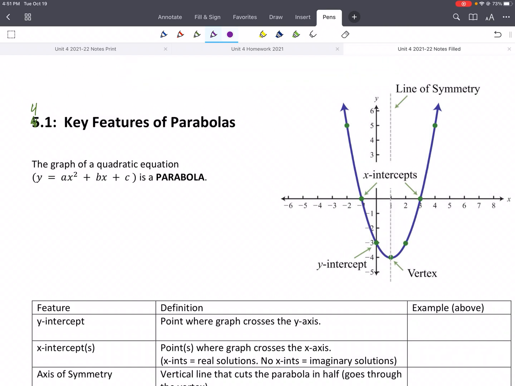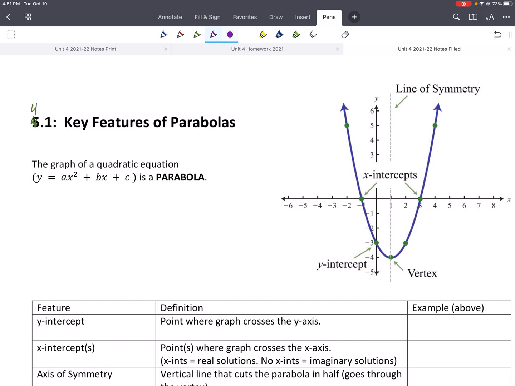All right, everybody, this is 4.1, key features of parabolas. All right, so in the last unit, we talked about factoring quadratics. In this unit, we're going to be focusing more on graphing and solving quadratics. So before we get into graphing, it's important to talk about some of the key features of parabolas, and understand that vocabulary so that when we graph and when we solve, we can be using this vocabulary.